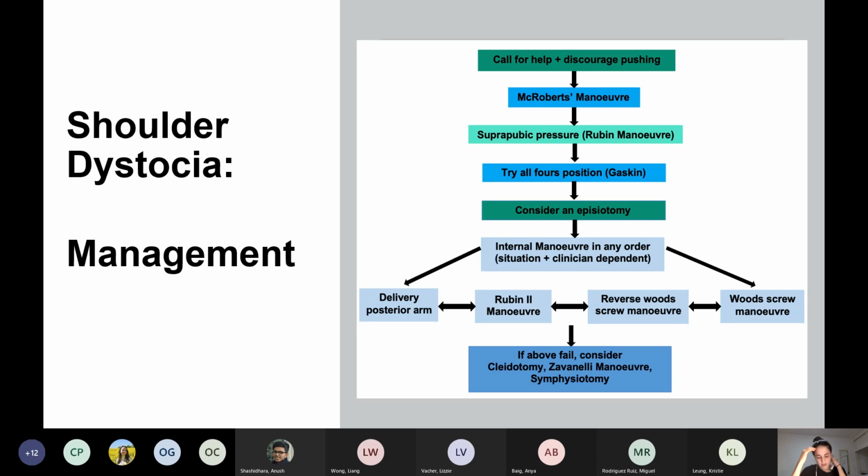And the other thing to do is a symphysiotomy, which is basically when you break the cartilage of the pubic symphysis to widen the pelvis. Now, this is not really advisable either, because it's got lots of complications for the mother, because you are causing damage to her. So you really want the first few steps to work, otherwise you're kind of screwed.